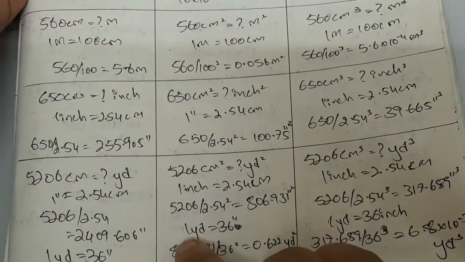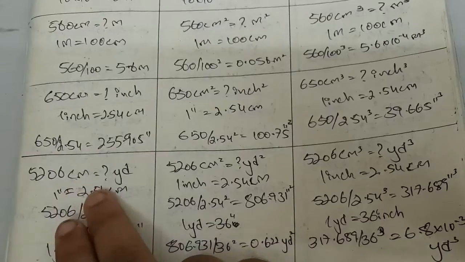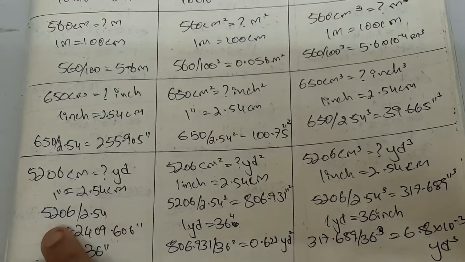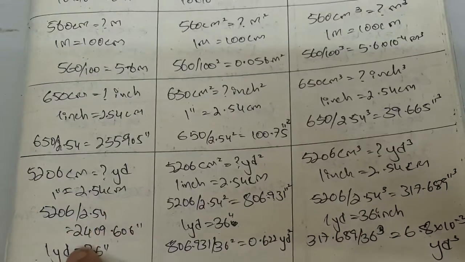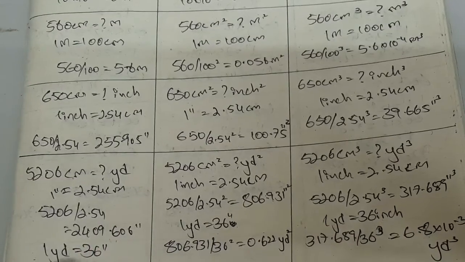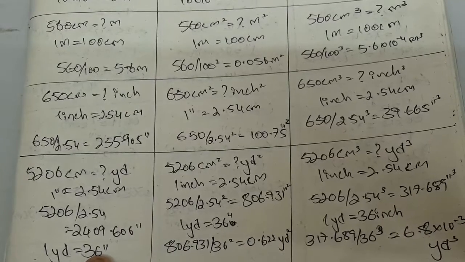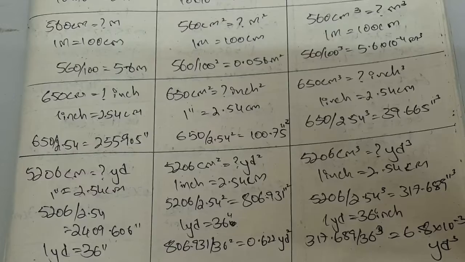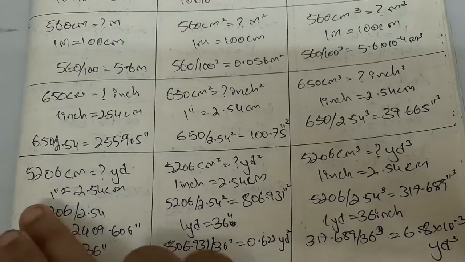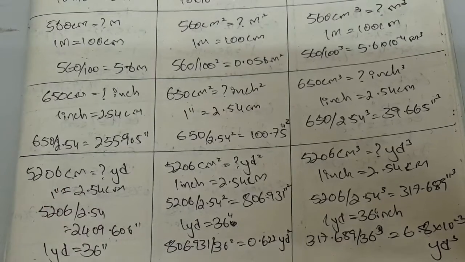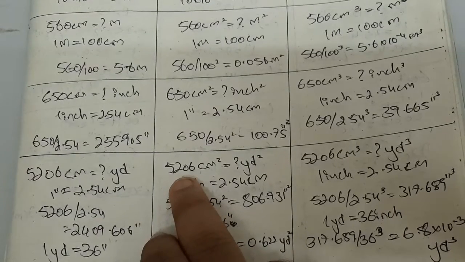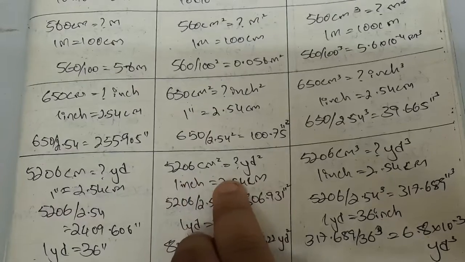Coming to our next problem, we have 5206 centimeter is equal to how many yards? Now since 1 inch is equal to 2.54 centimeter, 5206 divided by 2.54 gives us 2049.606 inches. Now since 1 yard is equal to 36 inches, 2049.606 divided by 36 gives us 56.933 yards. So 5206 centimeter is equal to 56.933 yards.